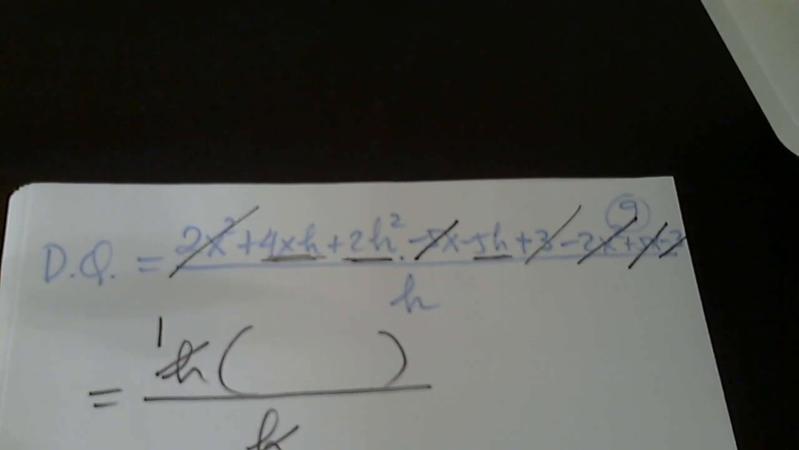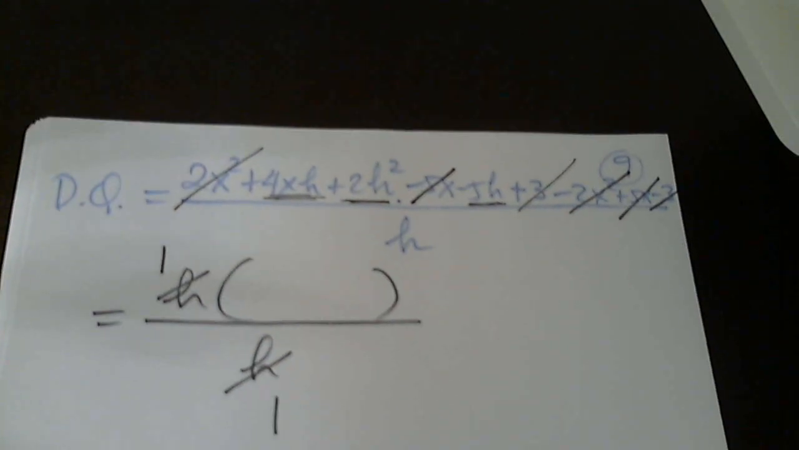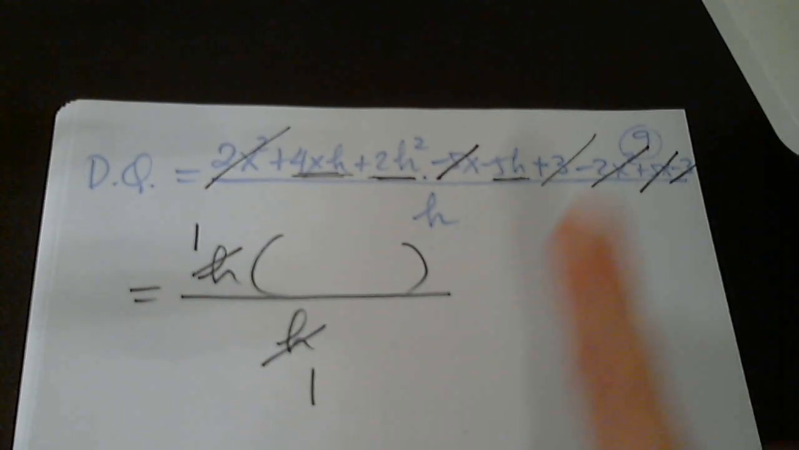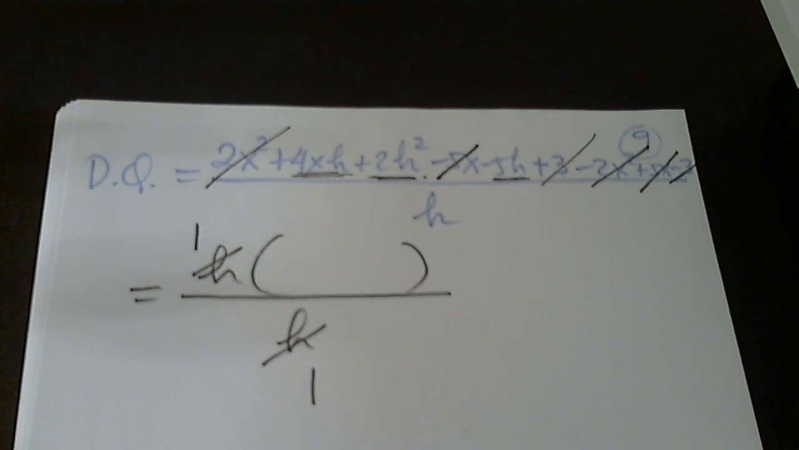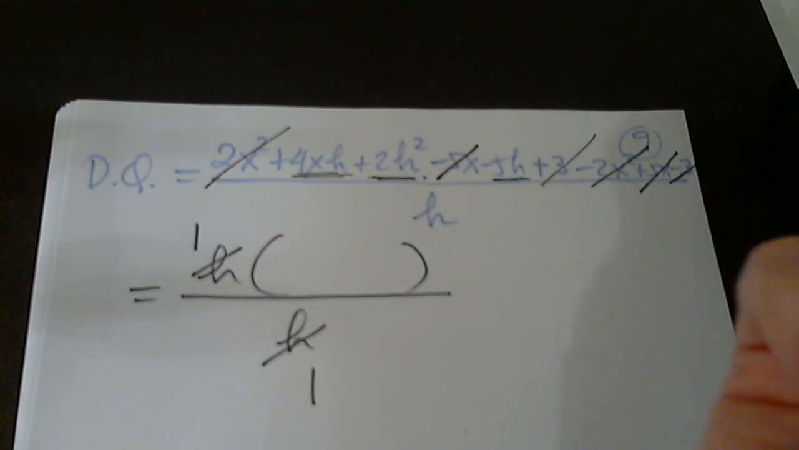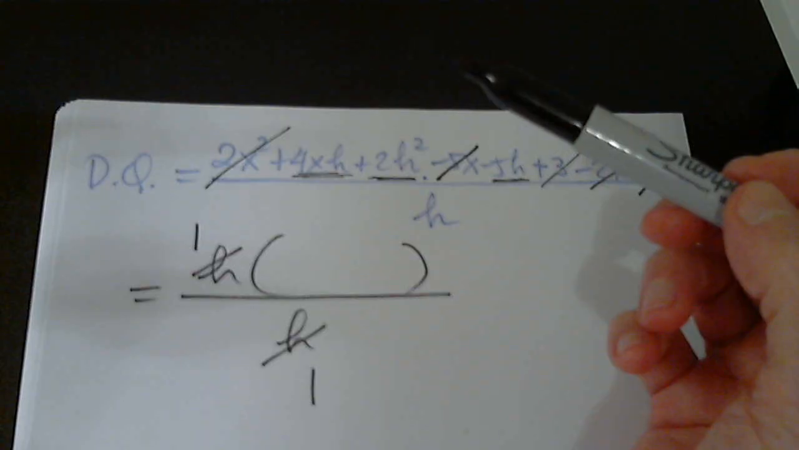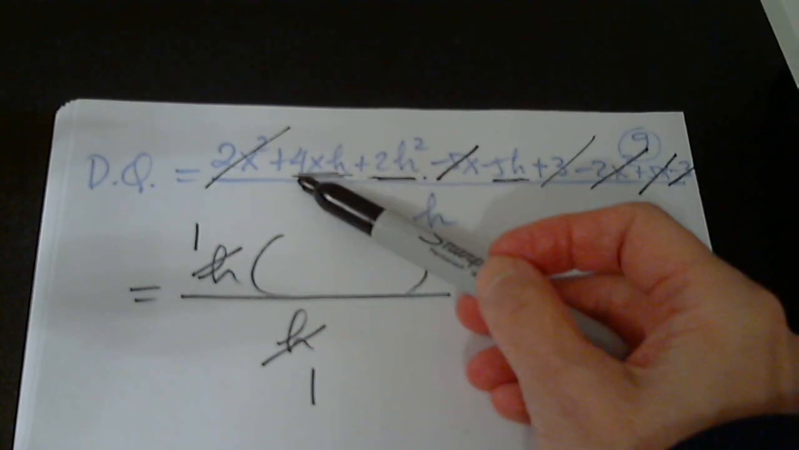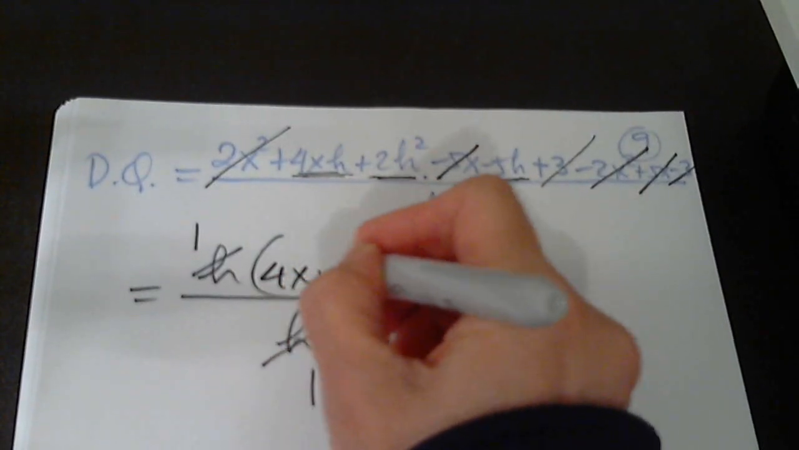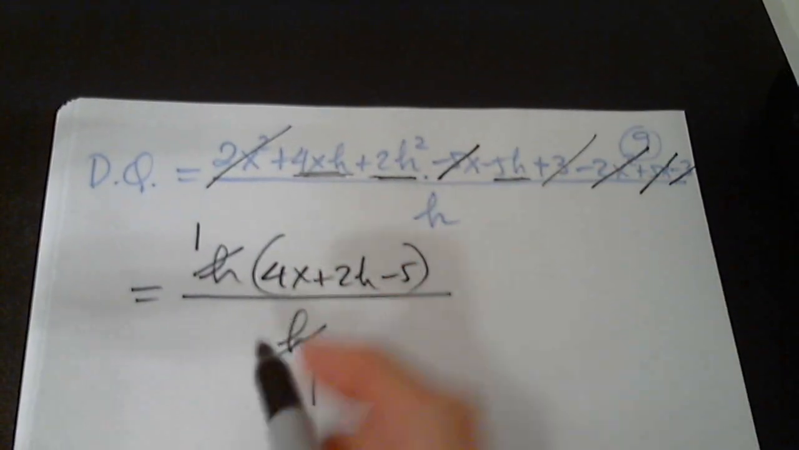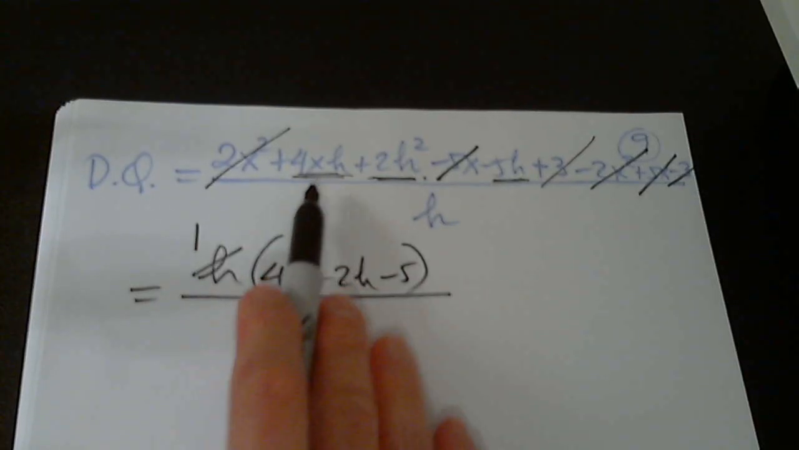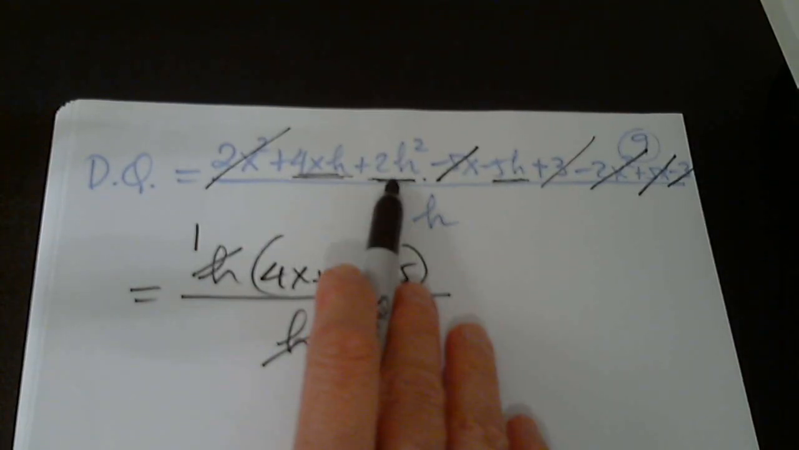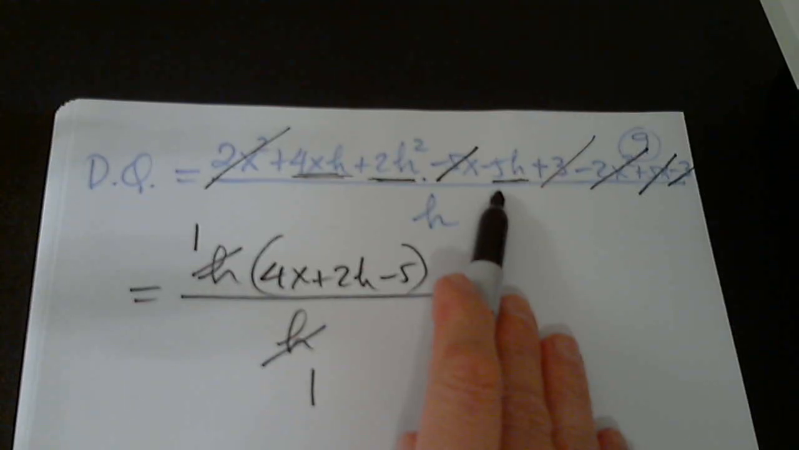That was the second thing that has to happen for the difference quotient of any function. So what is left in parentheses? 4x plus 2h minus 5. H times 4x, h times 2h, and h times negative 5. Is that clear?